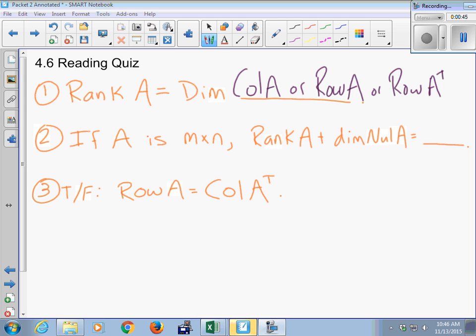If A is m by n, what is the rank of A plus the dimension of the null space of A? It is n. Good. The rank is the dimension of the column space, which is the number of pivot columns. The dimension of the null space we talked about last class being the number of free variables. If you add the number of pivot columns and the number of free columns, you get the total number of columns, n. All right, true or false: the row space of A equals the column space of A transpose. True.